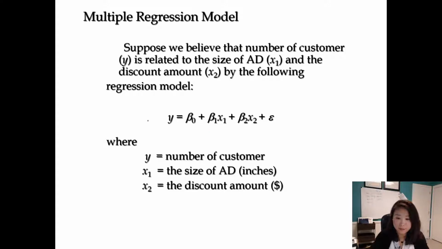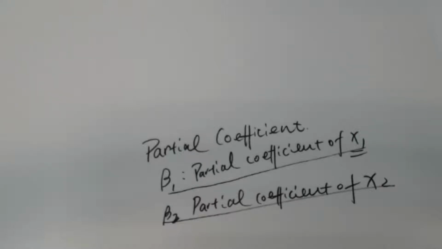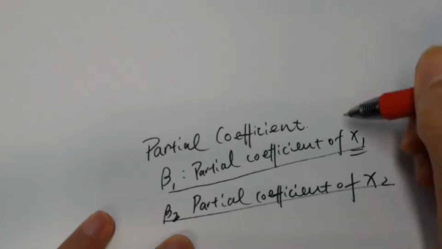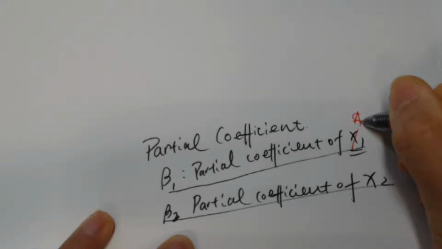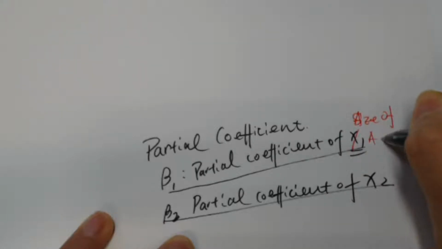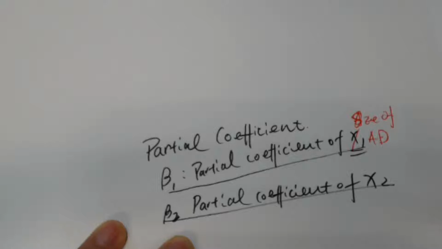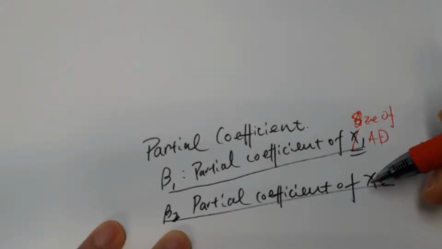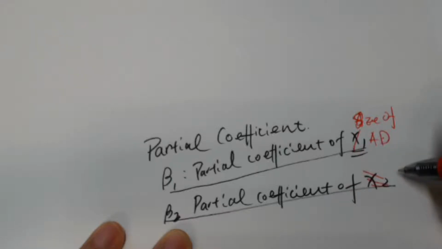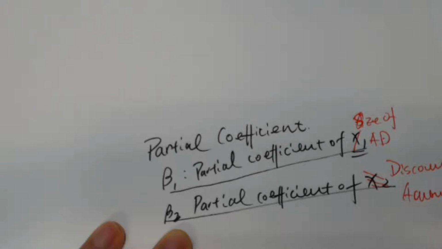So how about beta 1? Yes. So beta 1 is what we just said, the partial coefficient of x1, right? But we know the name of x1 here. So x1 is the size of x. So beta 2 will be the partial coefficient of discount, in this case. So that is how we name the betas. Later we're going to use it for our interpretation. That's why I emphasize it again.